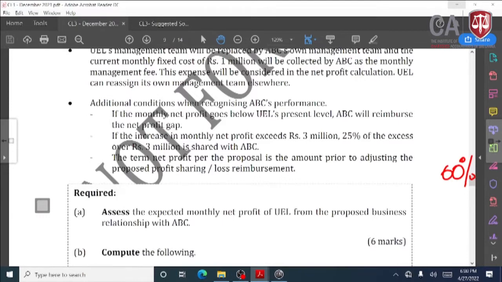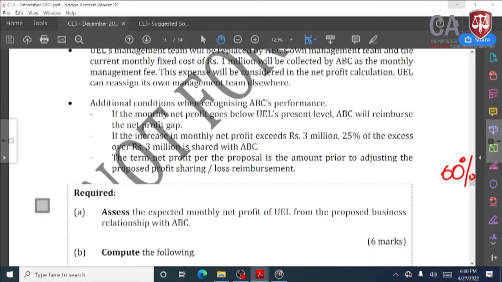Now, assume currently you are earning around 3 million. If it has been reduced to 2 million, then the balance 1 million has to be reimbursed by ABC. If the increase in monthly net profit exceeds 3 million, that means if currently it is 5 million, 5 million plus 3 million, 8 million, and it exceeds the additional 3 million, then 25% of the excess over 3 million is shared with ABC. Therefore, the additional incentive will be shared.